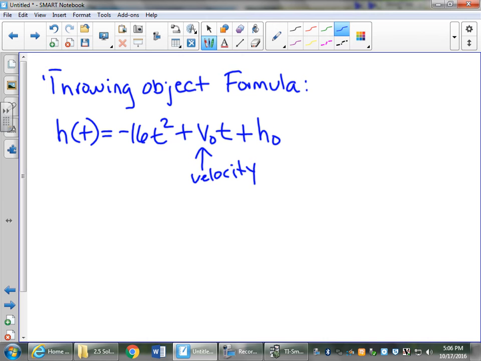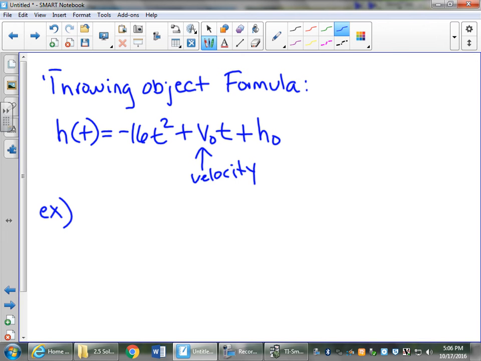So the only difference is this middle term right here, which will be the velocity of the object, the speed of the object, essentially. So that is a different component. When you're throwing something, it has some force behind it. It'll have some speed. So that's why we have a middle term. So we're going to use this formula to do this example.